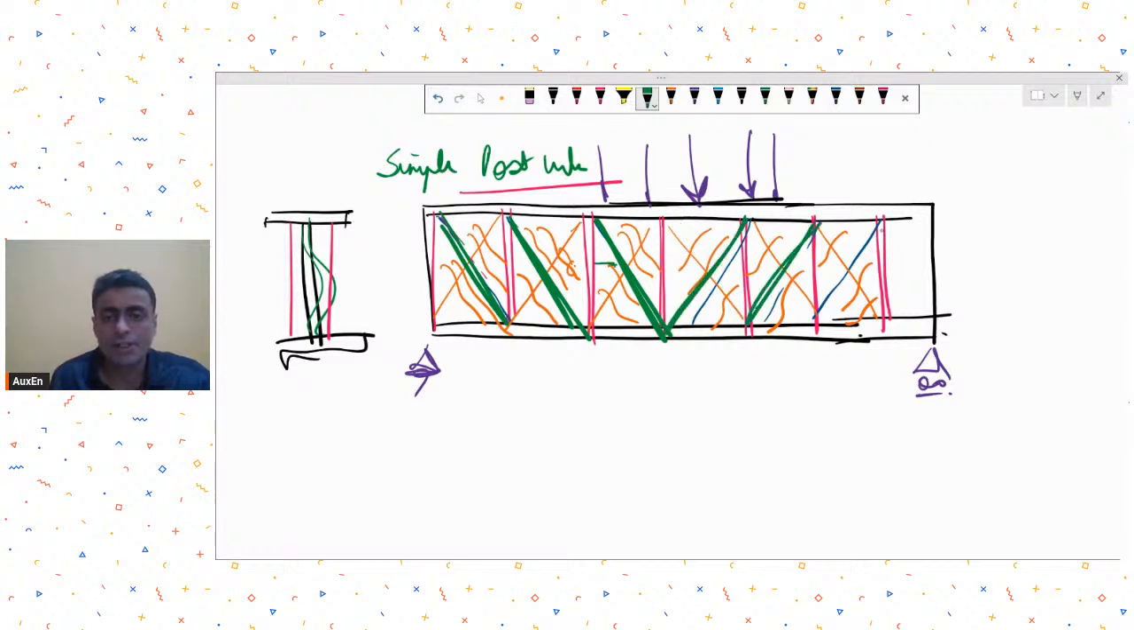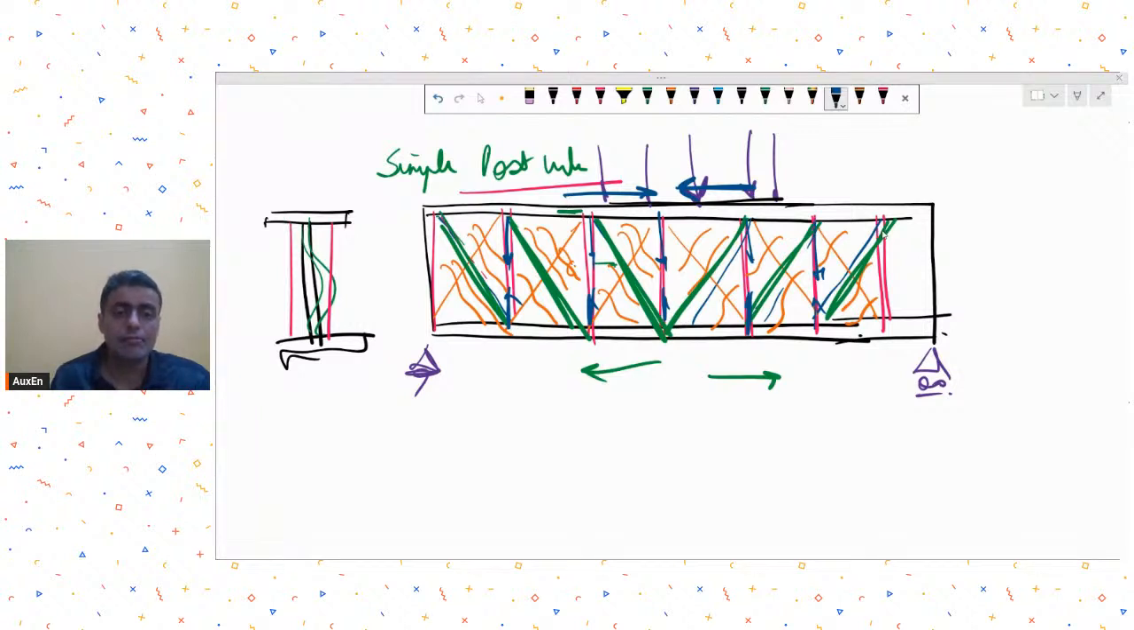This becomes my tension chord. This is a case of an N type truss. This becomes my tension flange, and the compression is being resisted by the compression flange at the top and the compression in these stiffeners. Do you understand this much? So this is called the development of tension field theory, or sorry, this is called the development of tension field.